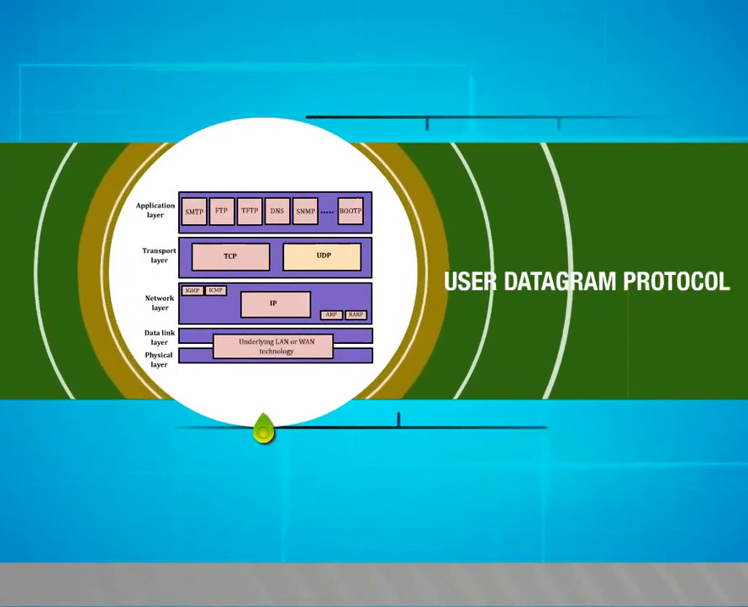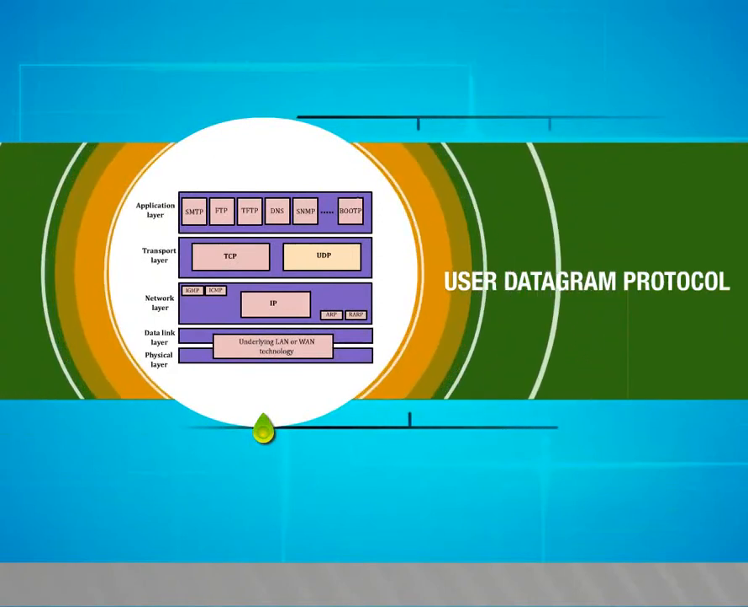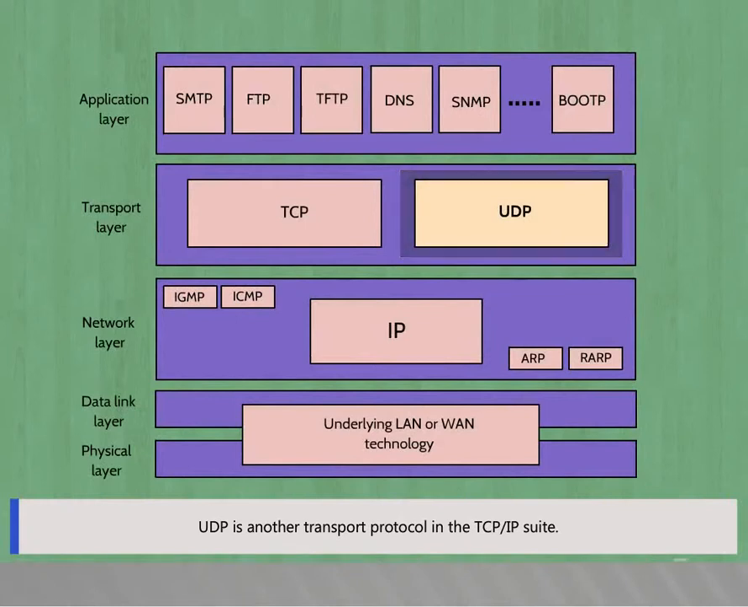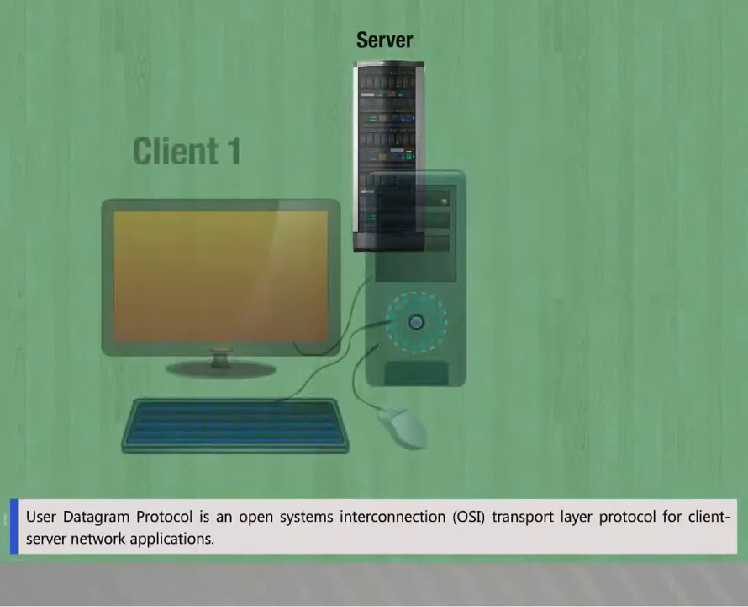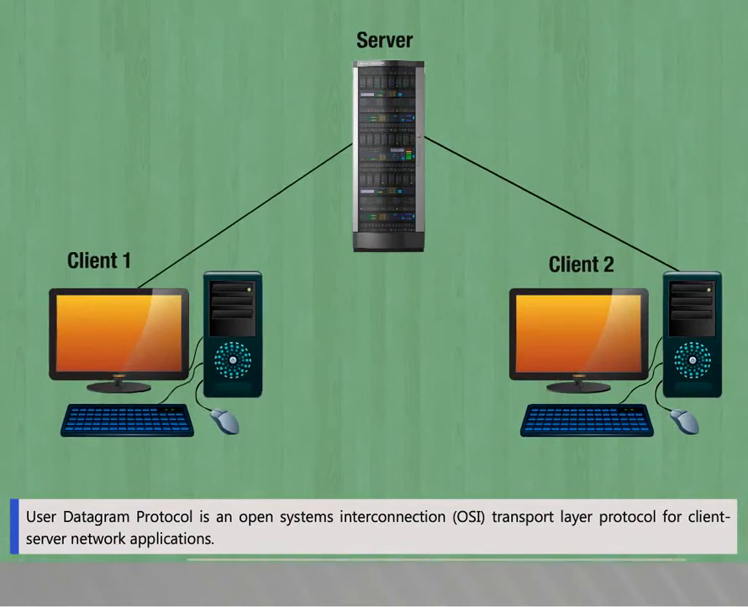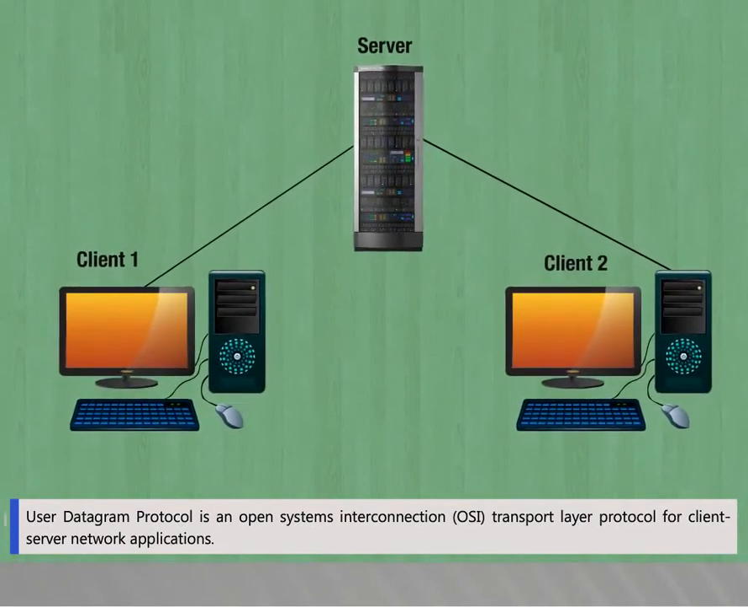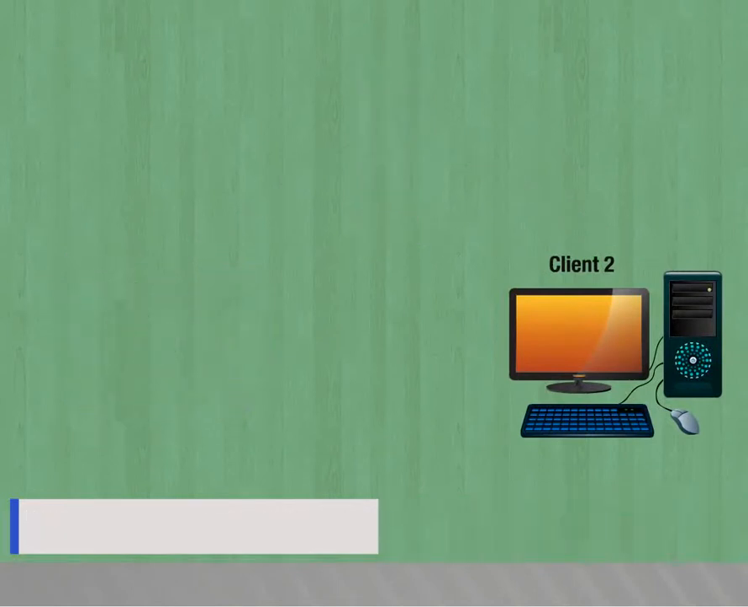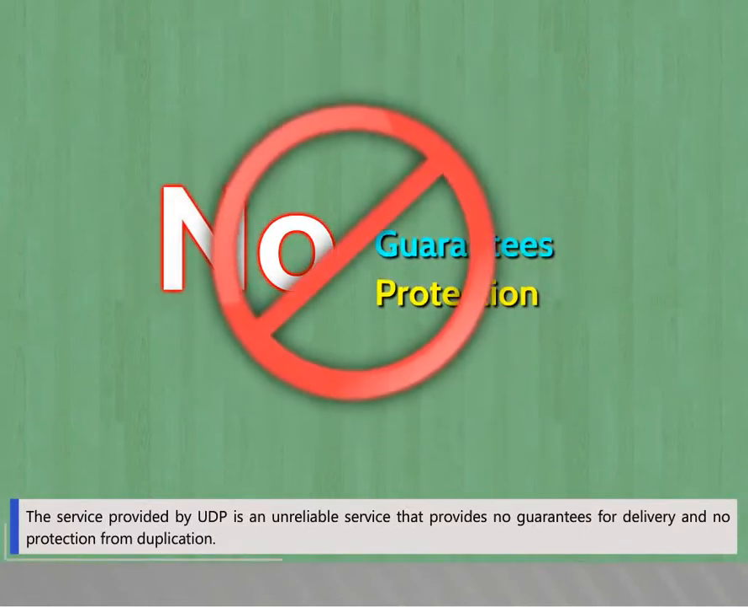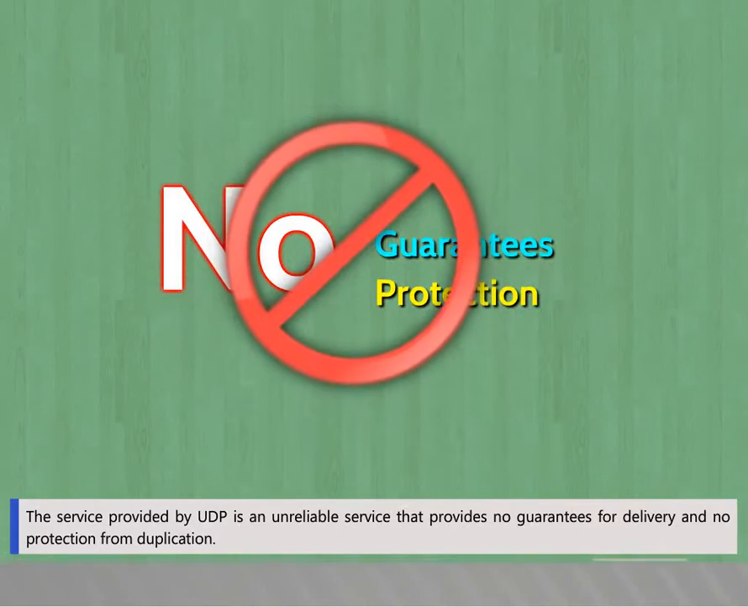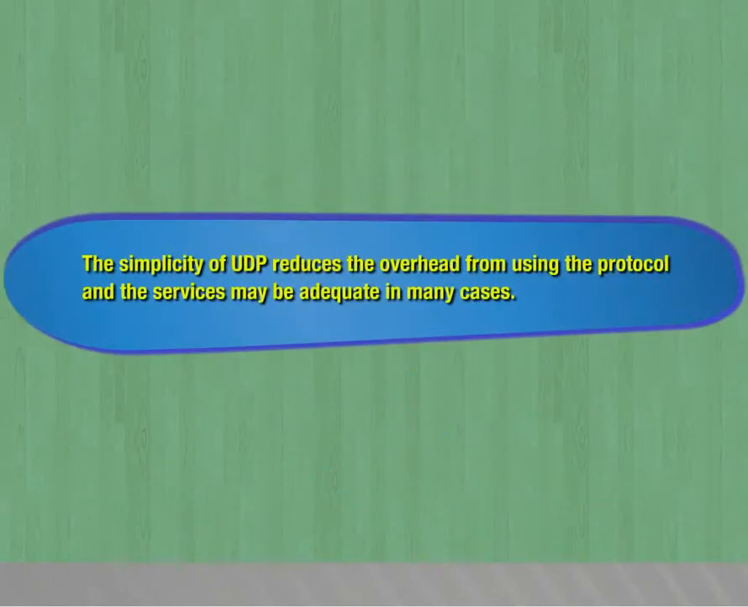User Datagram Protocol. In this video, we are going to see about User Datagram Protocol. UDP is another transport protocol in the TCP/IP suite. User Datagram Protocol is an Open Systems Interconnection (OSI) transport layer protocol for client-server network applications. The service provided by UDP is an unreliable service that provides no guarantees for delivery and no protection from duplication. The simplicity of UDP reduces the overhead from using the protocol, and the services may be adequate in many cases.